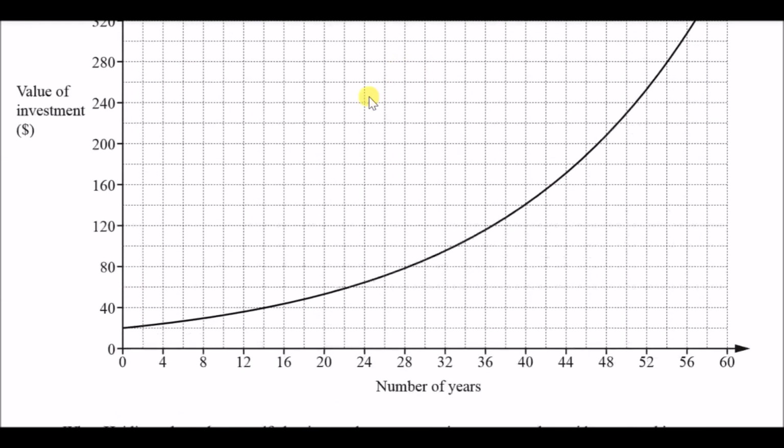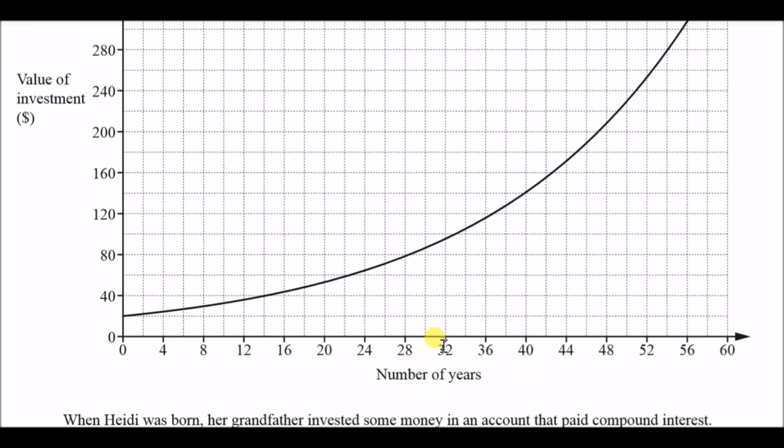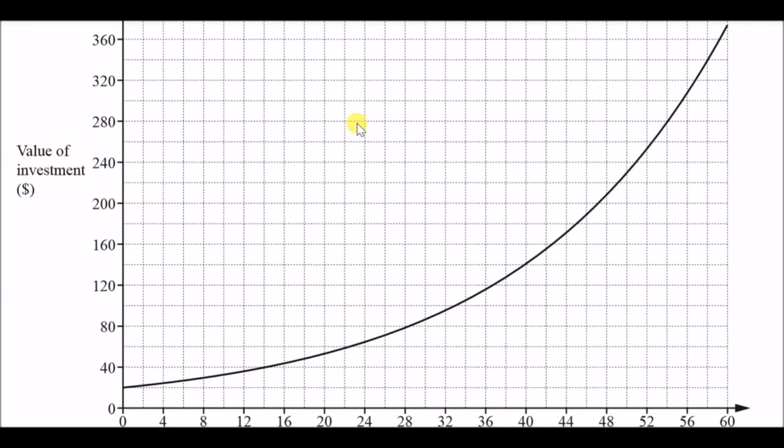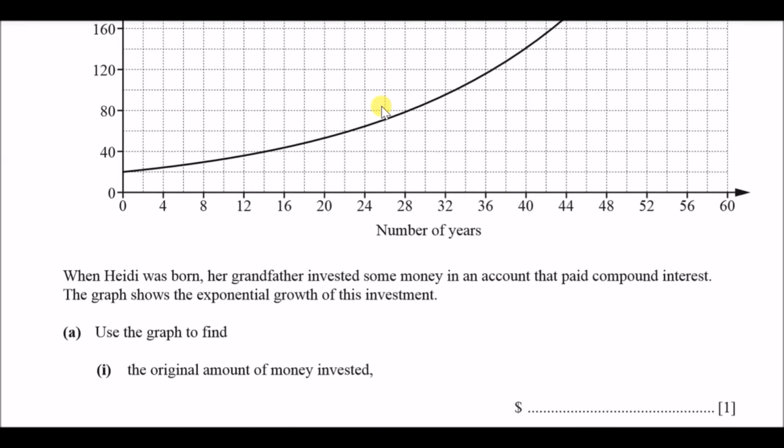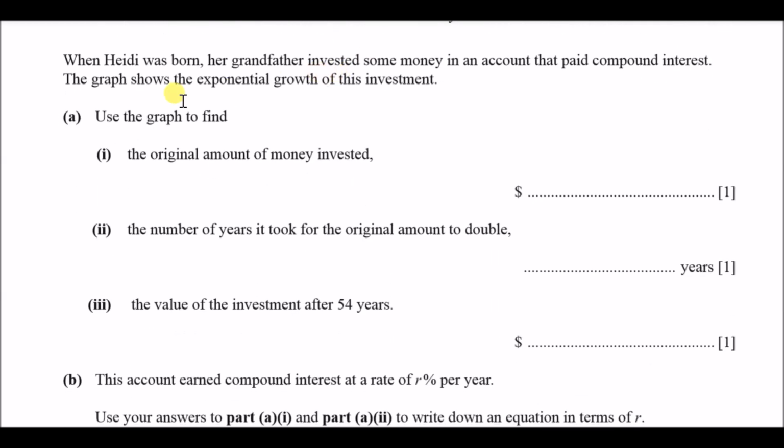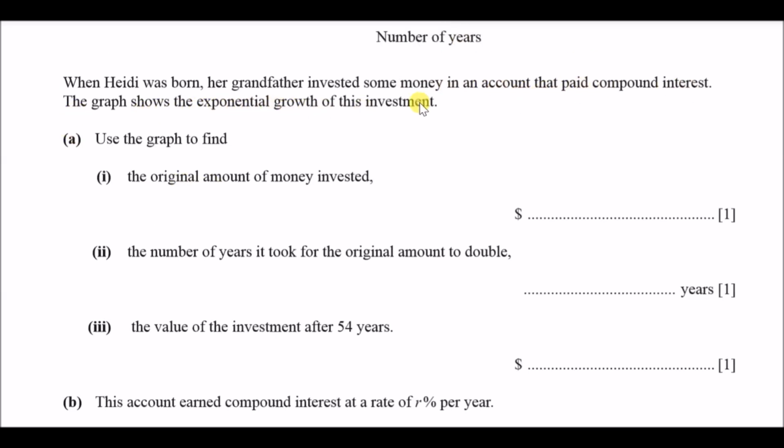And this curve is used to measure against the number of years and the value of a given investment in dollars. So let's read the sentence below. It says here, when Heidi was born, her grandfather invested some money in an account that paid some compound interest. The graph shows the exponential growth of the investment.